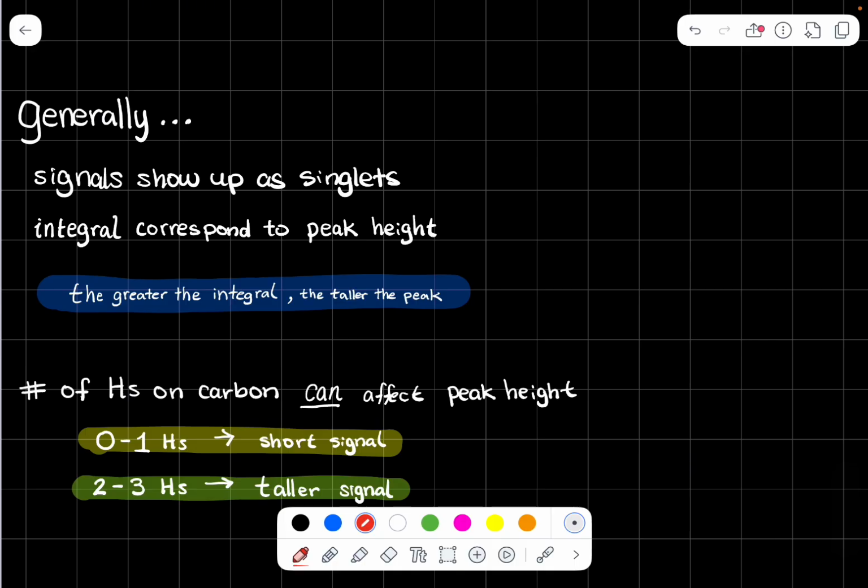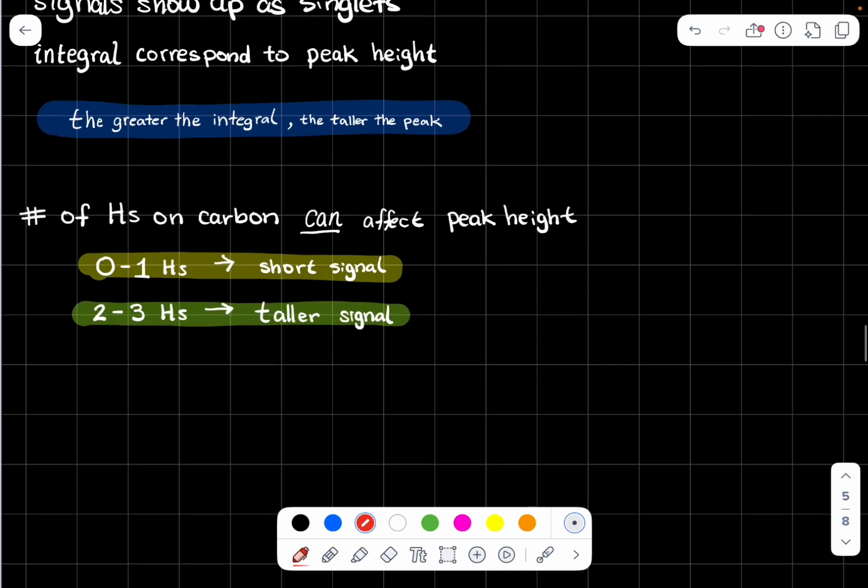So integrals can correspond to peak height. Generally, the greater the integral, the taller the peak. And for hydrogens, the more hydrogens that are attached to a carbon, the taller the signal. So 0 to 1 hydrogens usually correspond to a shorter signal, whereas 2 to 3 hydrogens usually correspond to a taller signal. But please note that this is not always true, but it may help you sometimes in distinguishing peaks.